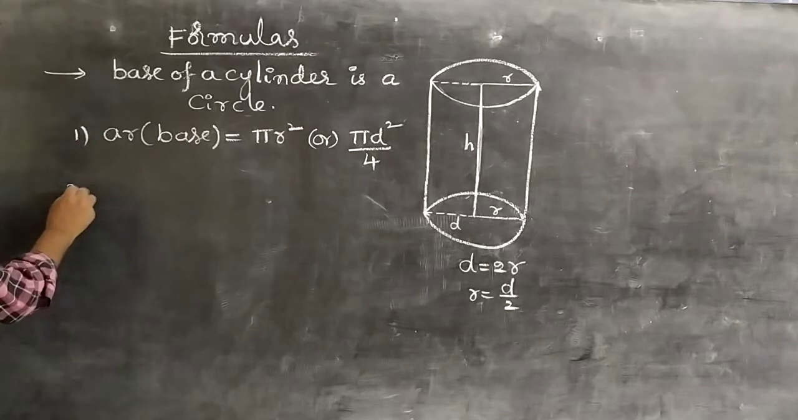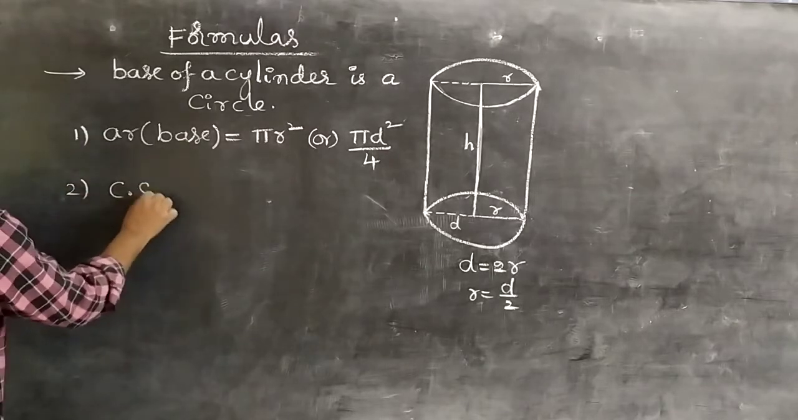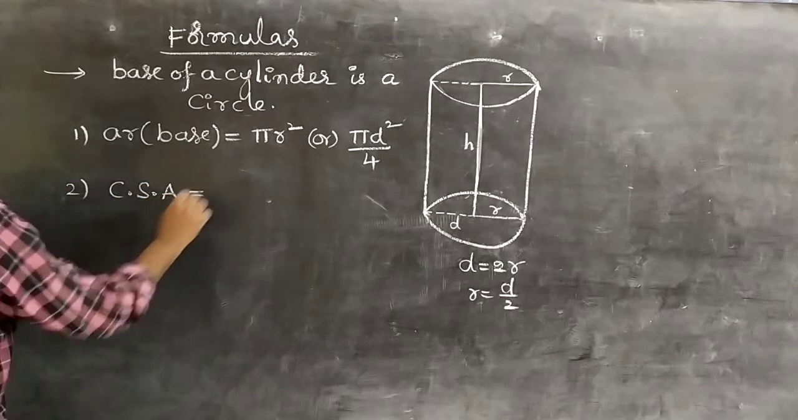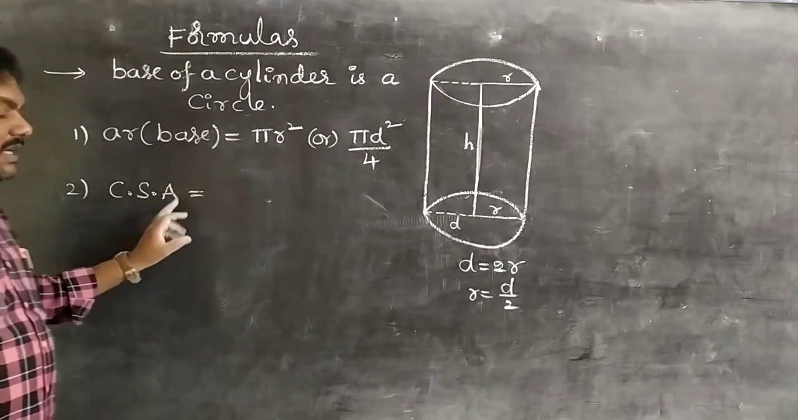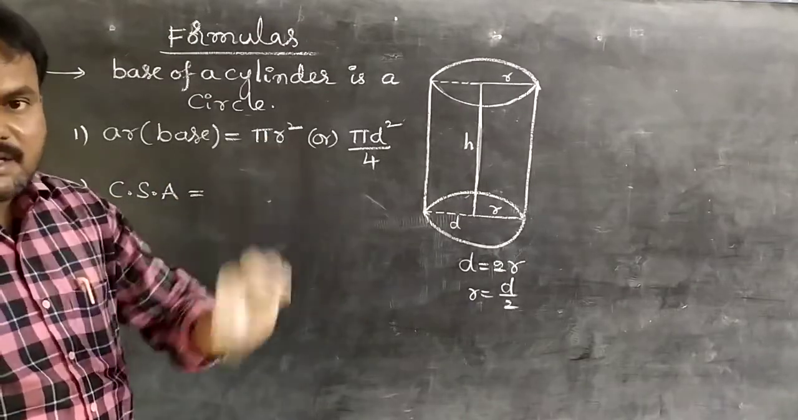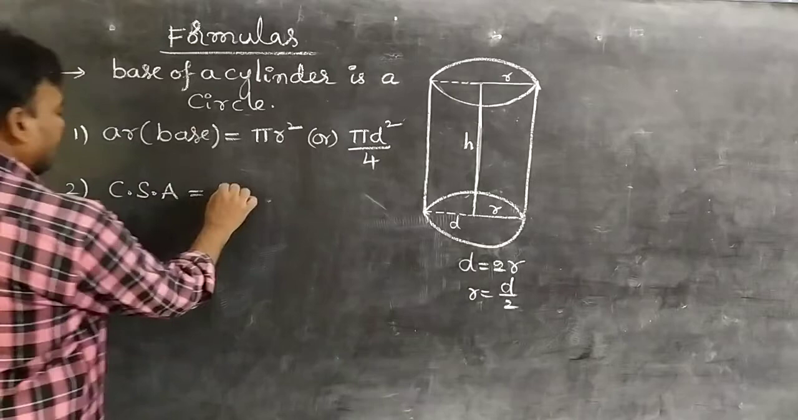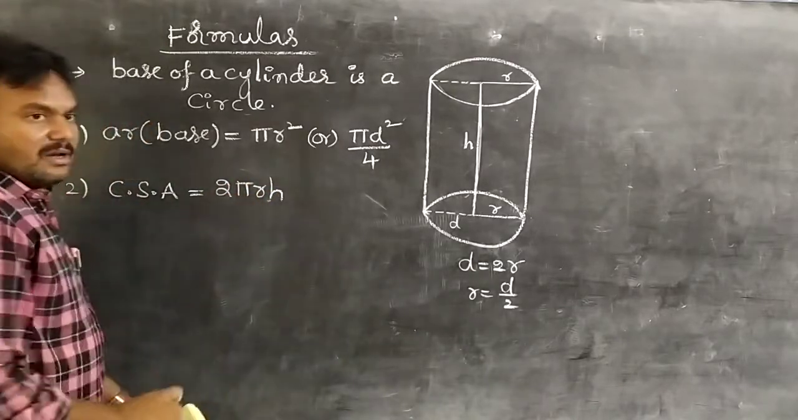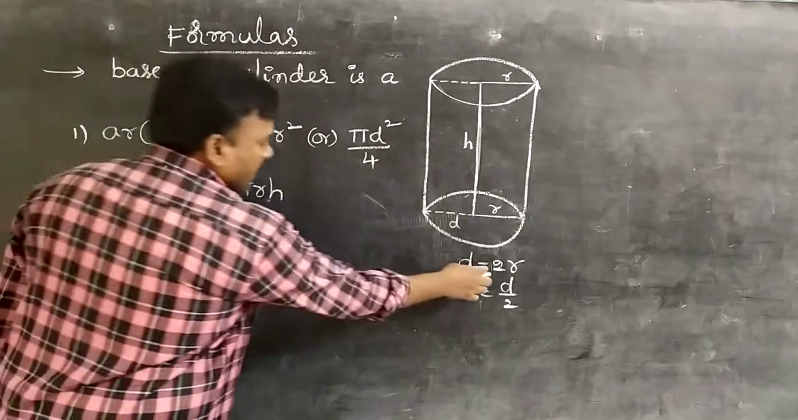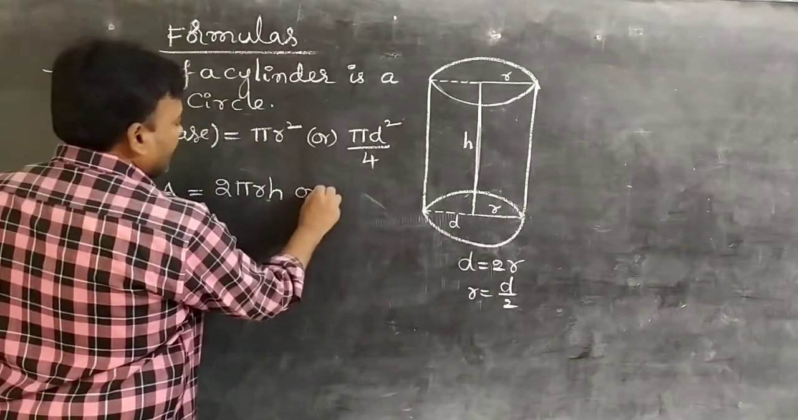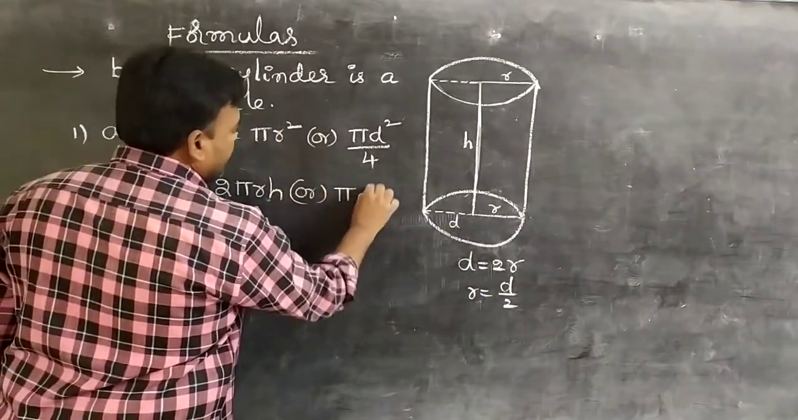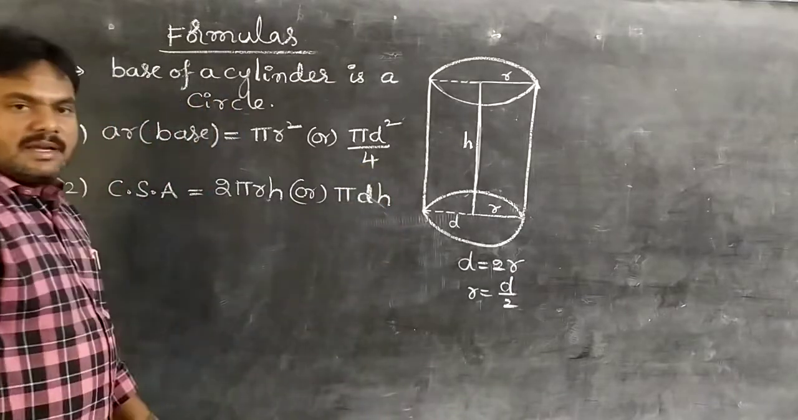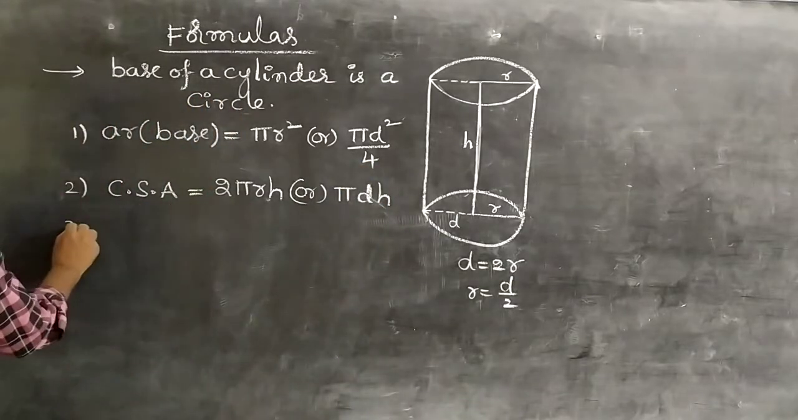First one, and comes to the second one, CSA, students. Curved surface area equals 2 pi r h. We know that 2r equals d, isn't it? So it becomes pi d h. And third one, observe carefully.